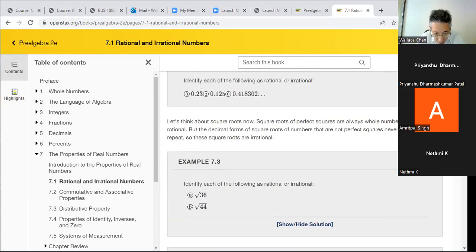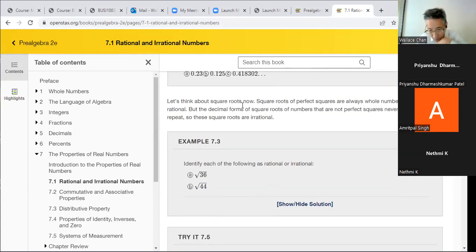Now, how about this one? Let's think about square roots. Square roots of perfect squares are always whole numbers. For example, the square root of 4 is 2. The square root of 9 is 3. So they are rational. But the decimal forms of square roots of numbers that are not perfect squares never stop and never repeat. So these square roots are irrational.